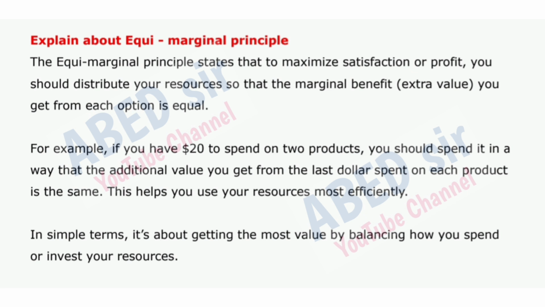For example, if you have $20 to spend on 2 products, you should spend it in a way that the additional value you get from the last dollar spent on each product is the same. This helps you use your resources most efficiently. In simple terms, it's about getting the most value by balancing how you spend or invest your resources.